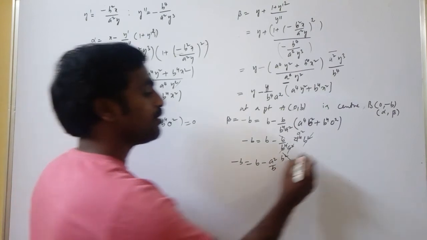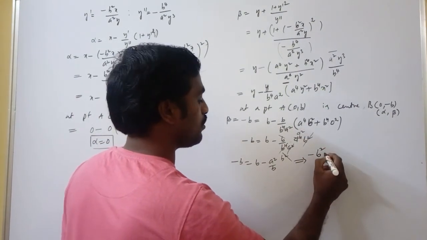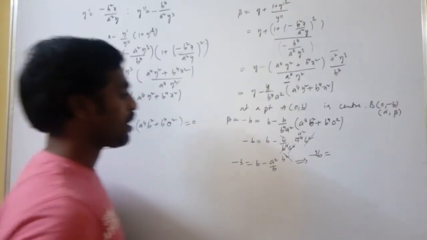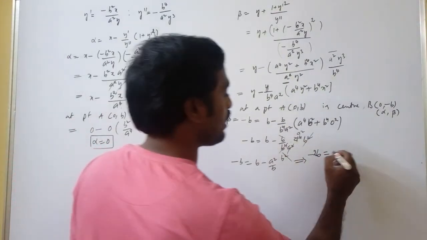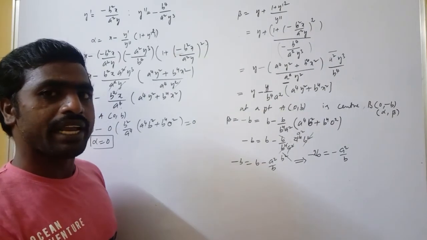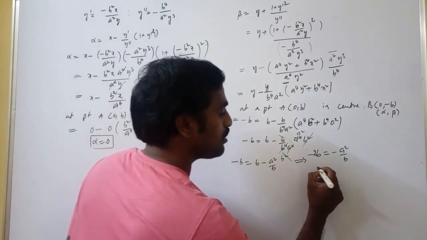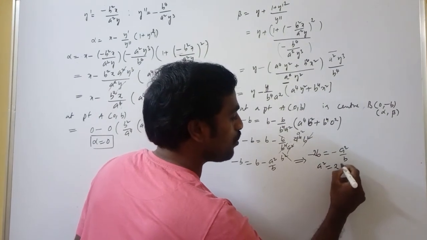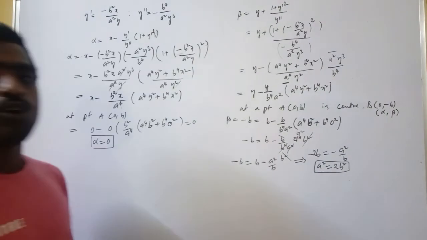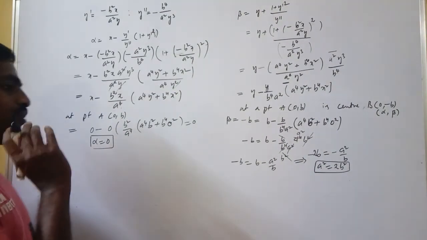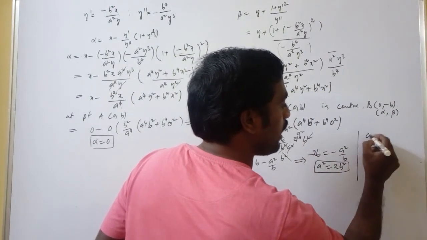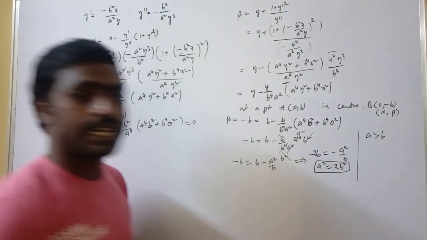So what we get is minus 2b equal to minus a square by b. I require a in terms of b or b in terms of a. So that means a square is equal to 2b square. So finally here we can conclude a is greater than b.